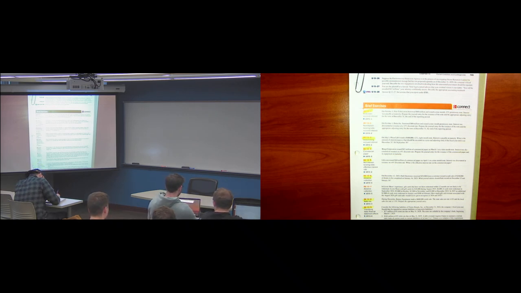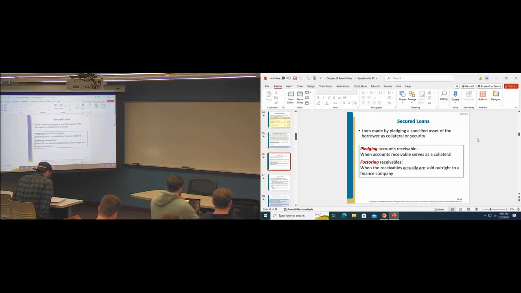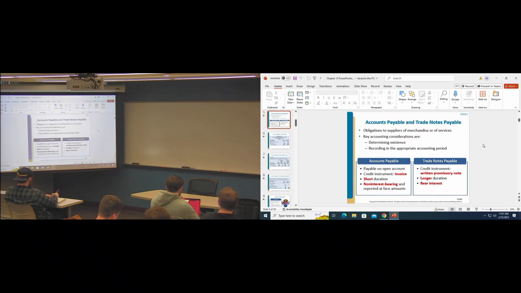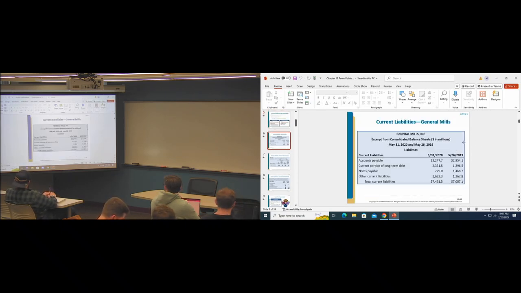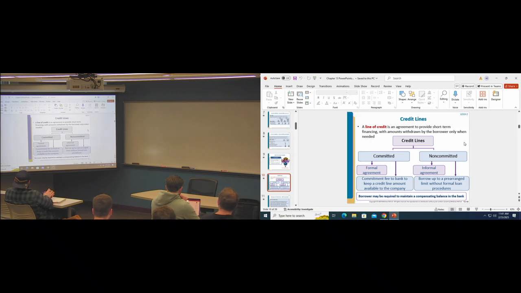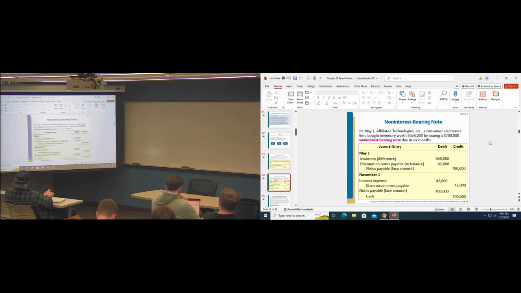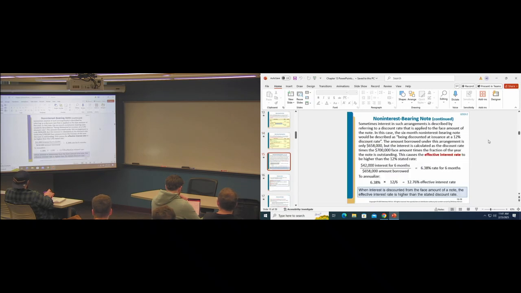And got as far as just doing some basic journal entries for notes payable, long-term notes, short-term notes actually, current liabilities we've been talking about. So basically the short-term notes, credit lines, we discussed all that. And we learned how to calculate interest and to do the journal entries for both interest and non-interest bearing notes. So that's as far as we got.